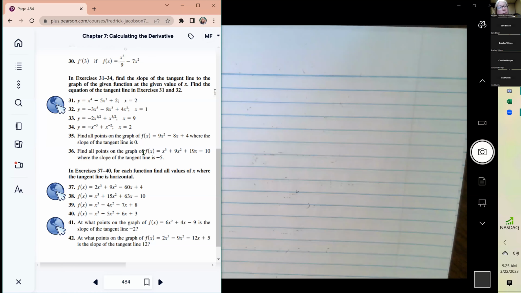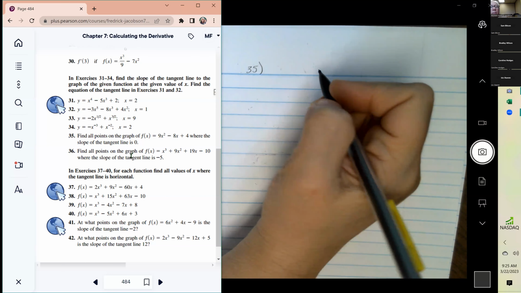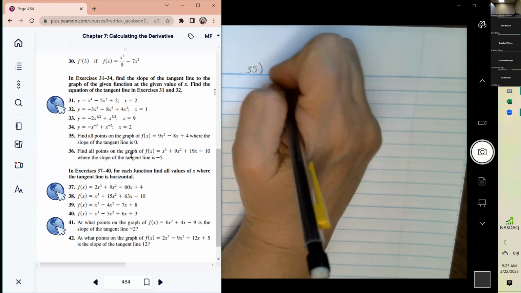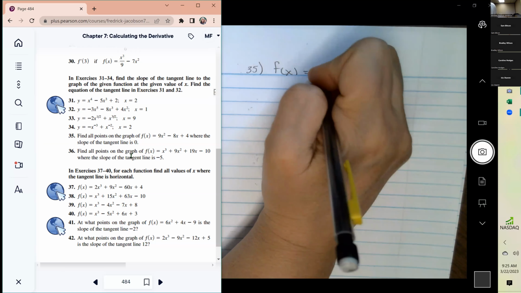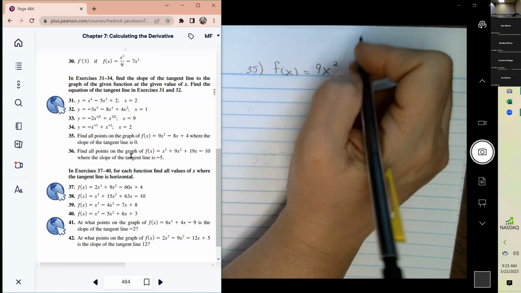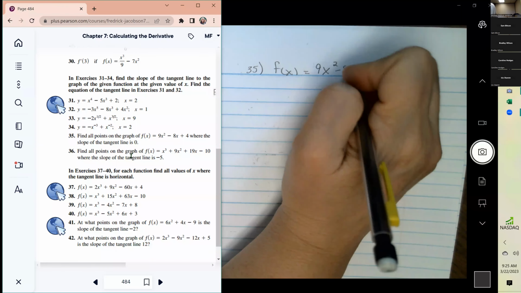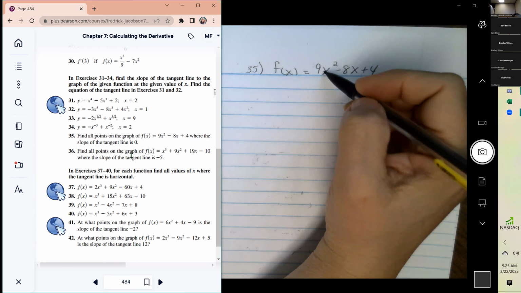So if we look at number 35, find all the points on the graph f of x equals 9x squared minus 8x plus 4. What type of graph is this? It's a quadratic, which means it's a parabola, and it's going up because this is positive.